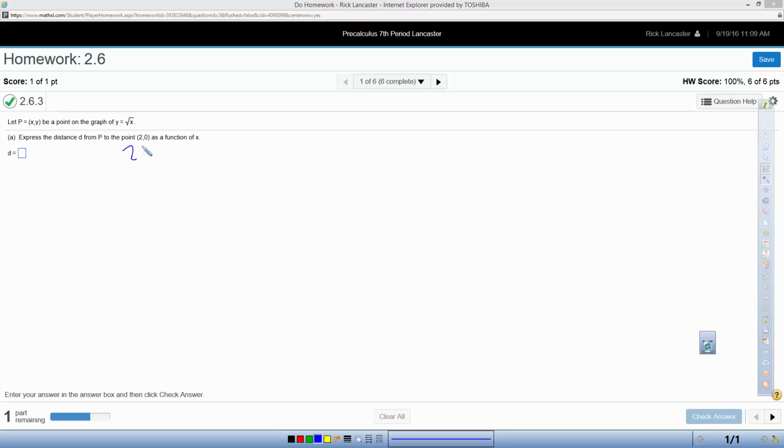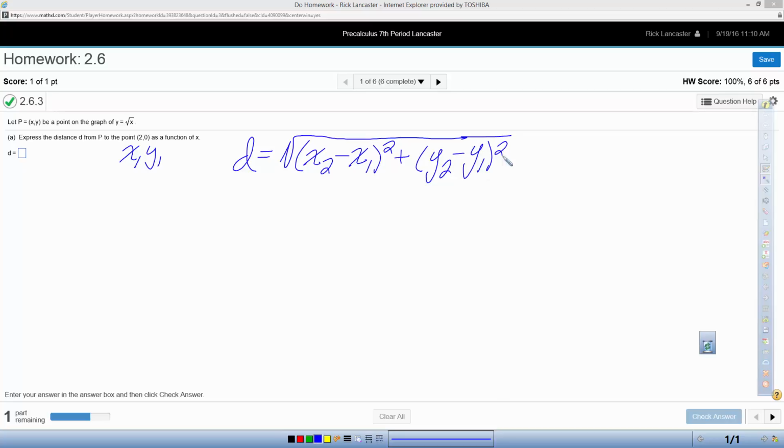So the first thing I'm going to do is label the point (2, 0) as x1, y1. And then it says the distance d. So we're going to use the distance formula. The distance formula is the square root of x2 minus x1 all squared plus y2 minus y1 all squared. Now this is really just an application of the Pythagorean theorem.